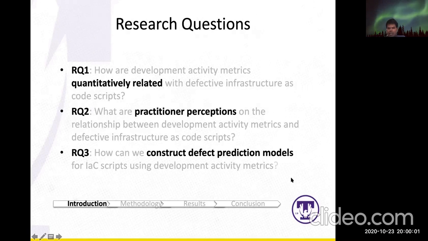The implication of this particular research question is that it gives a way for practitioners to automatically identify which scripts are likely to be defective or not using machine learning.